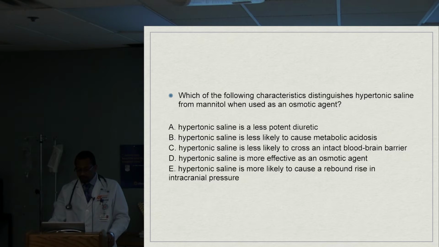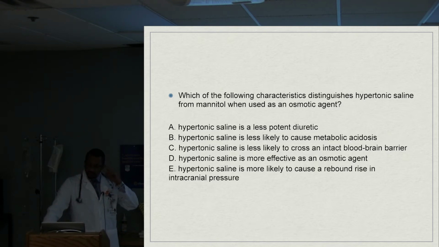So, hypertonic saline is a less potent diuretic. Those are the options. Just look at them and see which one could be correct. Hypertonic saline is less likely to cause metabolic acidosis. Hypertonic saline is less likely to cross an intact blood-brain barrier. Hypertonic saline is more effective as an osmotic agent. And hypertonic saline is more likely to cause a rebound rise in intracranial pressure. Those choices are important, because when you deal with those medications, a lot of the time it's better to know some of the side effects, so at least if something goes wrong with the patients, you can guide the physician.